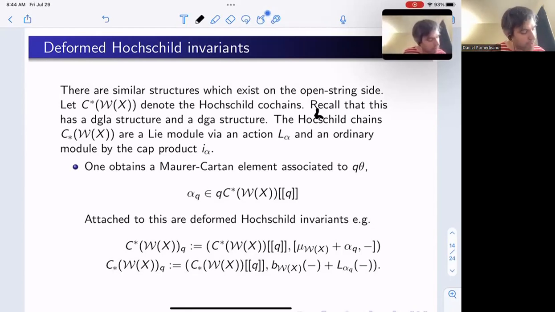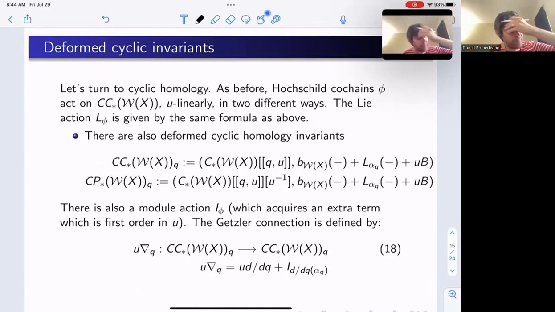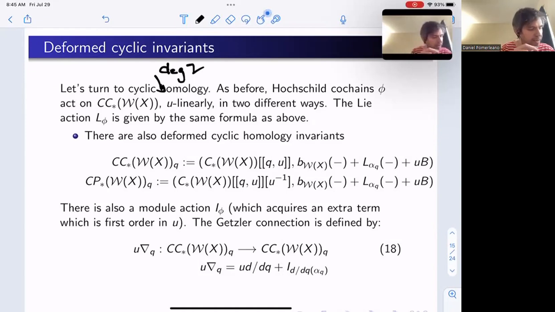So that's what we have: deformed Hochschild homology and Hochschild cohomology. And as Umut was anticipating, you can also do it in cyclic homology. The version of cyclic homology that I'm using here is sometimes called negative cyclic homology. It's the version where you use power series in u, where u is another variable of degree 2. As before, the Hochschild cochains act in two different ways on this cyclic homology. There's a Lie action which is given by exactly the same formula as the Lie action on Hochschild homology, but extended u-linearly.